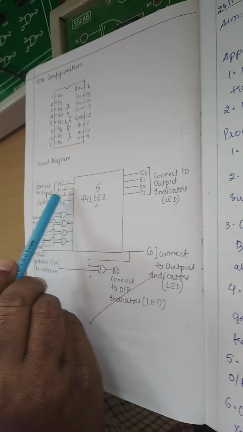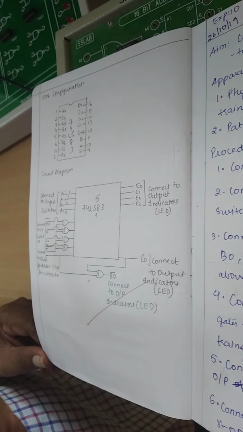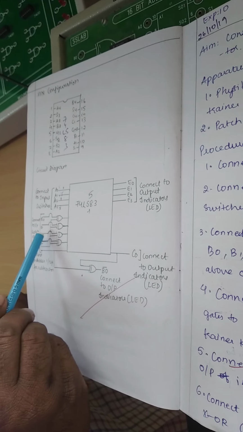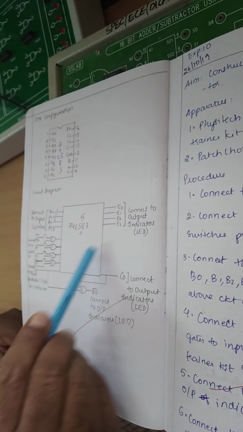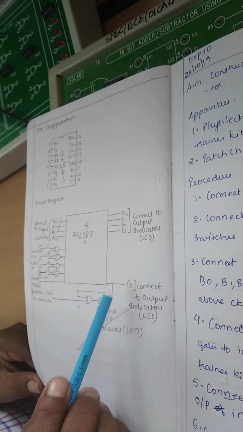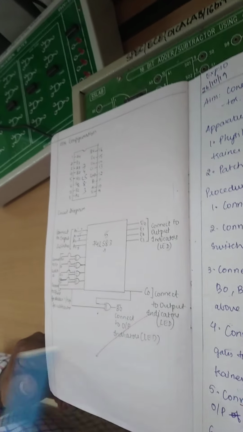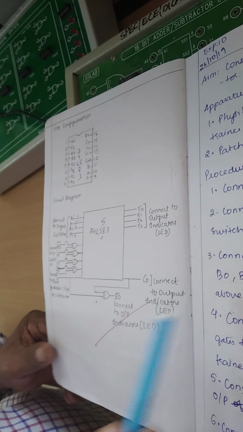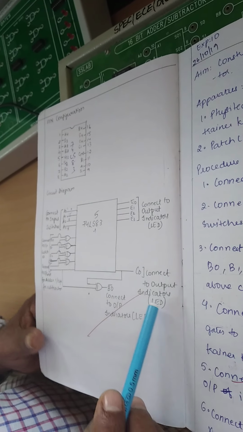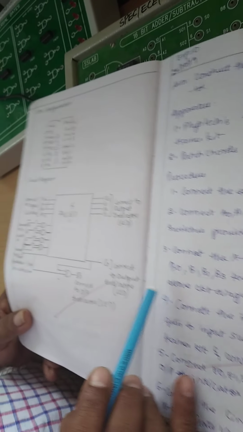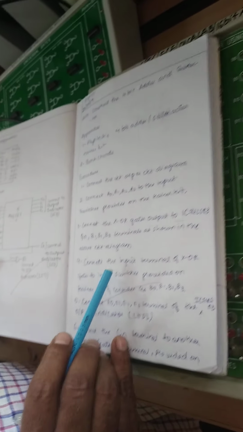So how to connect A0, A1, A2, A3 and B0, B1, B2, B3, E0, E1, E2, E3? These are all just like LEDs. These are all the LEDs. So how to connect it? This one. So procedure. Please, all of you, the procedure.